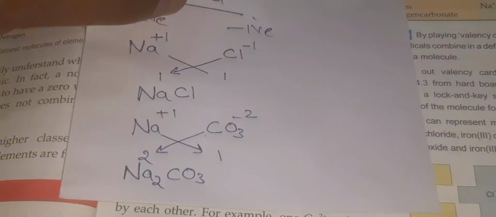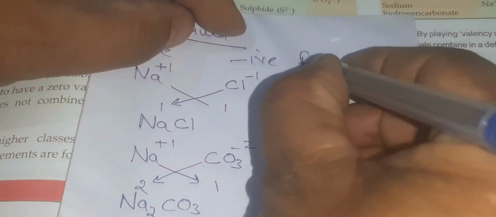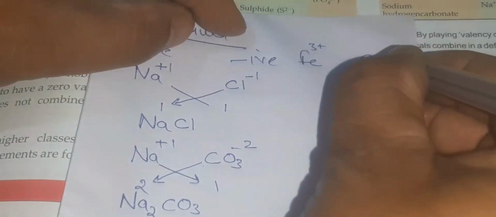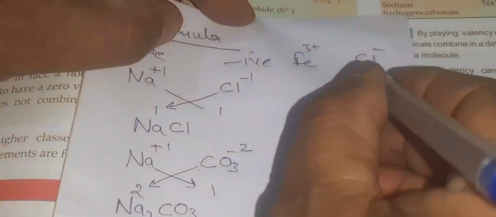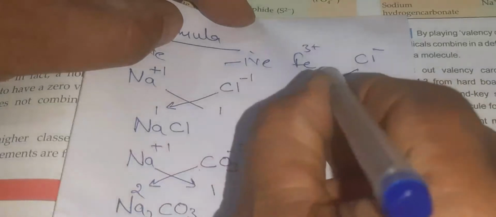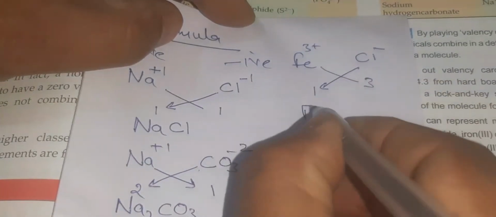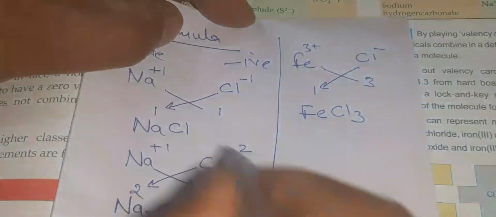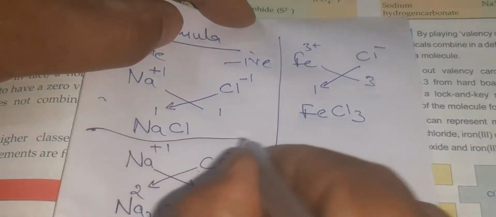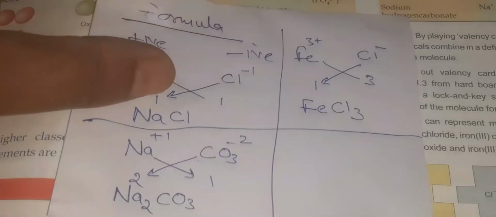For example, you want to write a formula of iron 3 plus and chlorine minus. So here also we will be crisscrossing their values, and we put 3 over here. What we got? FeCl3. So in this way we can write the formula of as many compounds as you want.